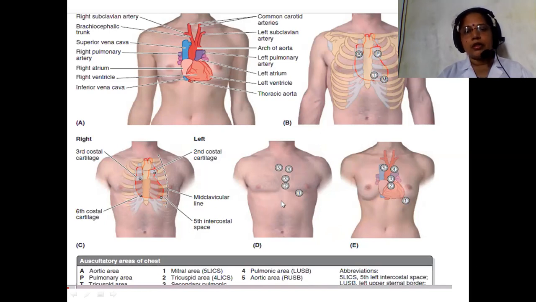Next, the diagram is again the surface anatomy part. This area is the aortic area, this area is the pulmonary area, this area is the secondary pulmonary area, this area is the tricuspid area, and this area is the mitral area or bicuspid area. Here you can see the same thing again. So these are all the surface anatomy parts.